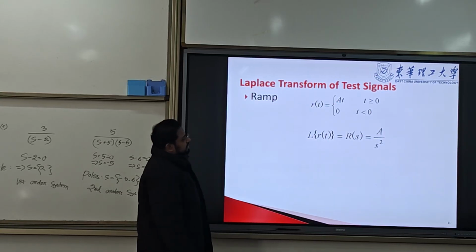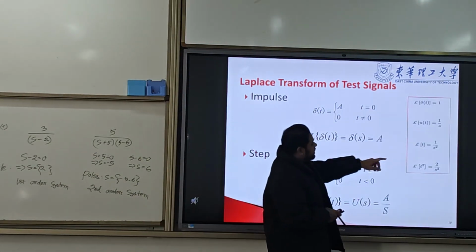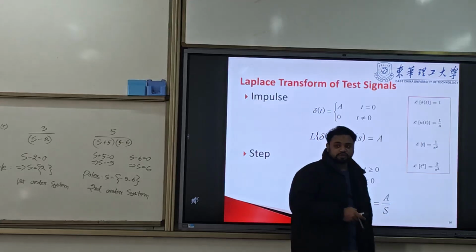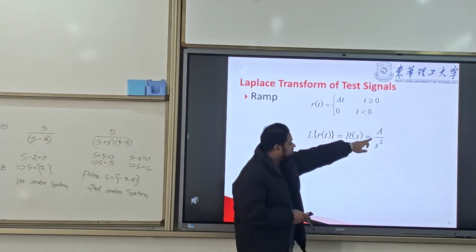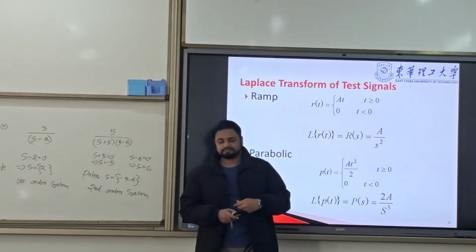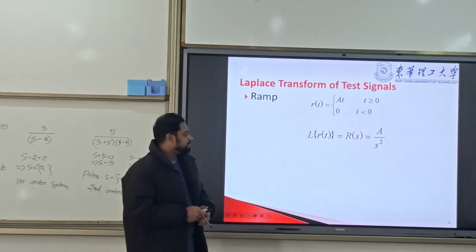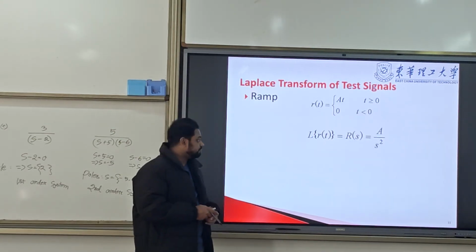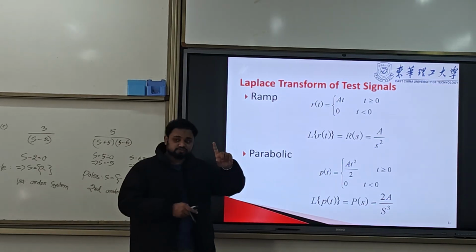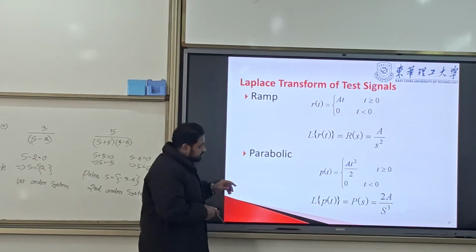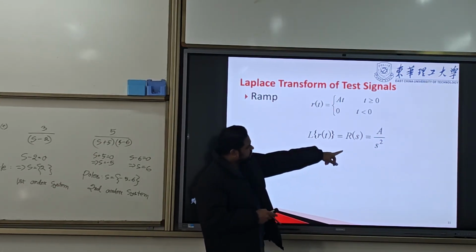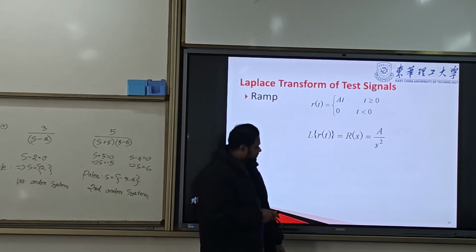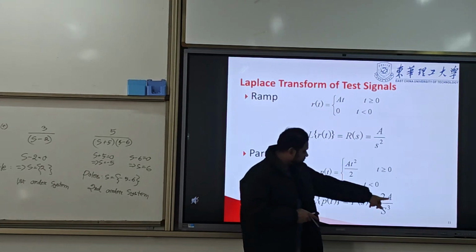Next one, Laplace transform of the ramp signal Rt. The Laplace transform of t will give you a value of 1 by s squared. We have At, so it is A by s squared. And the last one, the Laplace transform of t squared will give you 2 by s cubed. Here we have t squared by 2, which will give you A by s cubed.